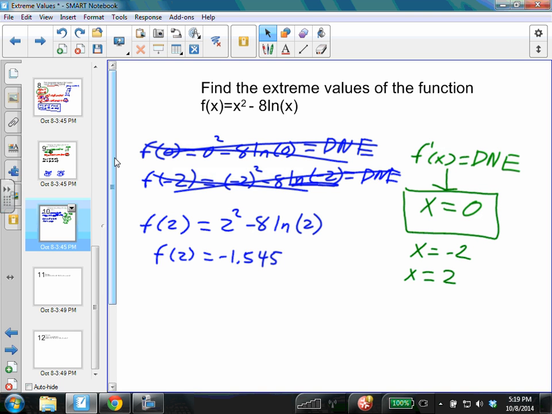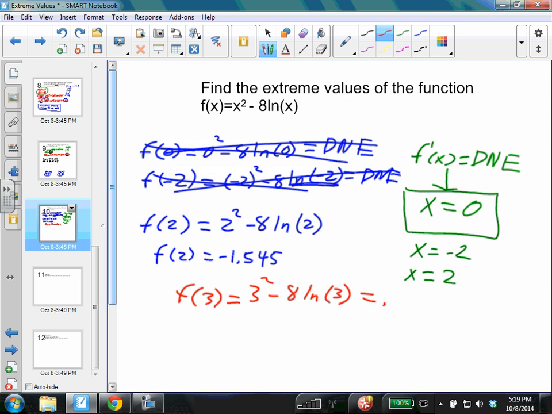So this is all we're going to do. We know about f of 2, so we're just going to call one more person out of the room. I'm going to call 3 out. So we want 3 squared minus 8 times the natural log of 3. We're just going to get this one other number in this function. All we need is one more to compare it to. So 3 squared minus 8 times the natural log of 3 gives us 0.211. And that right there is a positive, and that's a negative.